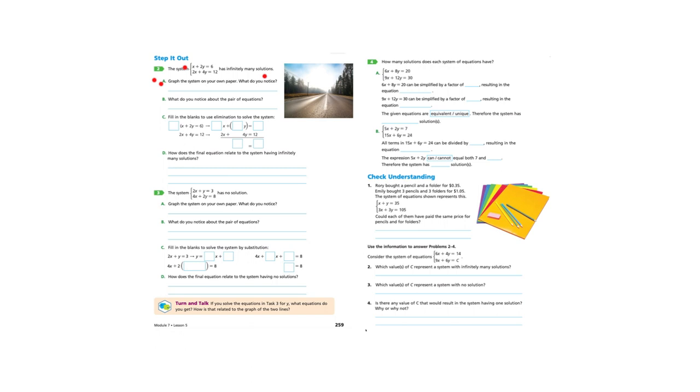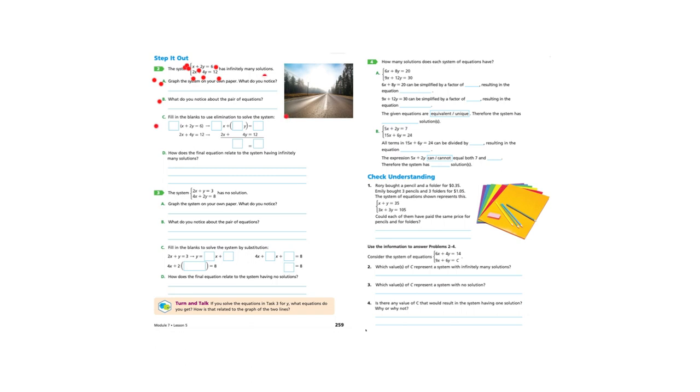What do you notice about the pair of equations? So if you look at these equations, what do you notice that's similar? What's different? Look at the coefficients here, the whole number here, and just the different things that might be some things in common.